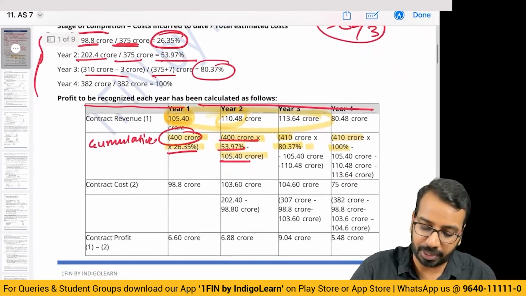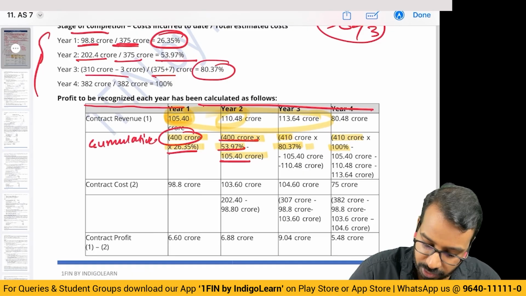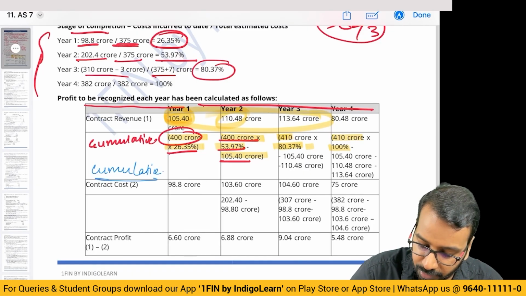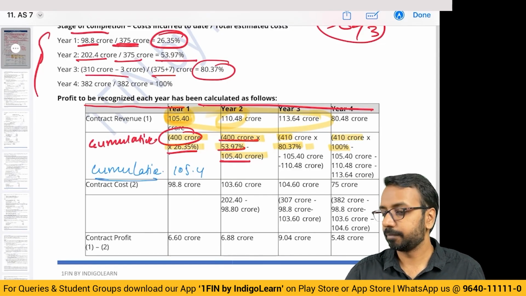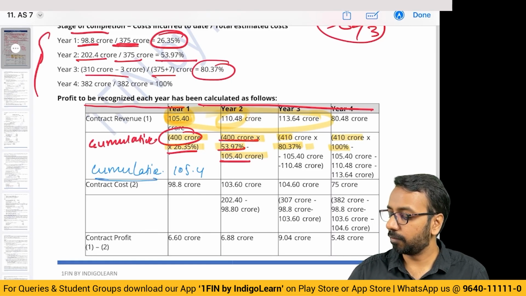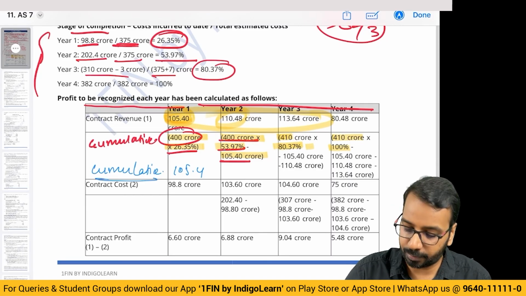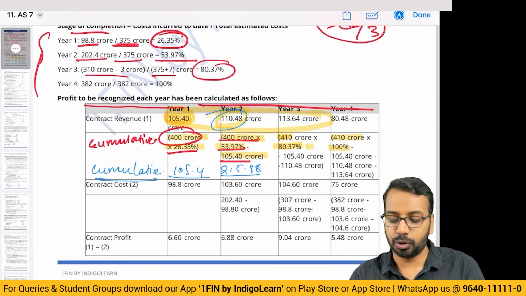So if you want to make a simpler calculation, what you can do is, you can actually have cumulative revenue. First year 105.4. Second year 400 into 53.97, you get 215.88. 215.88 minus 105, you will get 110. So like that also you can do.